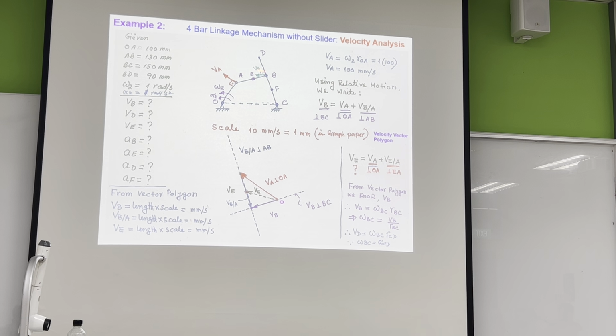So now, have a look. We finish. It's perpendicular to BC, but we don't know its value because we don't know the rotational velocity of this link. And now we plot our vector polygon. So how do we do it? We need to select a scale. You can select any one which suits you. But always try to make the scale as big as possible. Because if you make a very tiny vector polygon, you will make a lot of error.